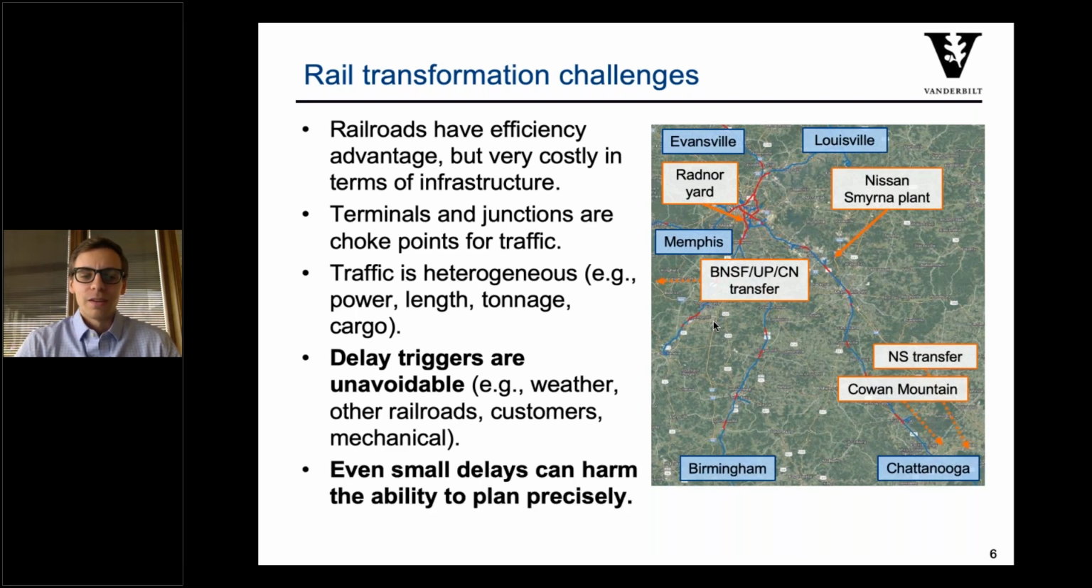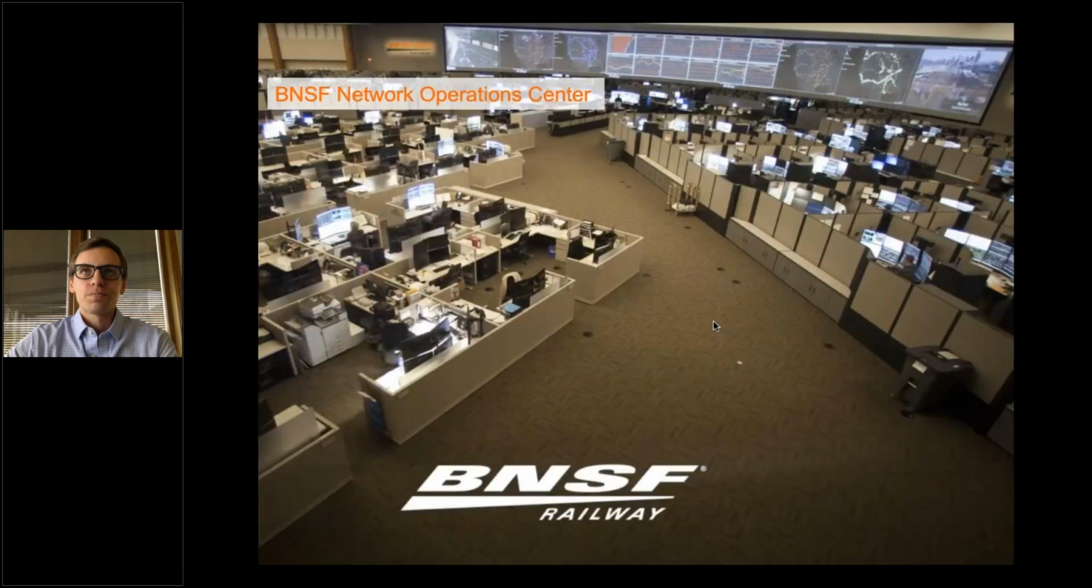And the result is that even these small delays can harm the ability to run the railroad to the original schedule or the original plan. It can harm our ability to plan into the future because of lack of precision. This consistency is something that is a continual area of improvement. But again, some of these delays are just unavoidable. And so this is a major motivating factor for this research.